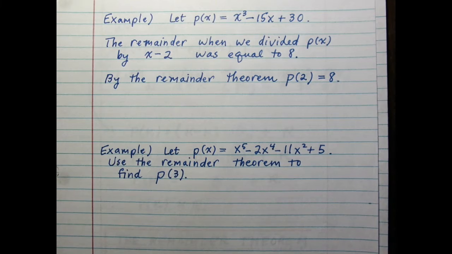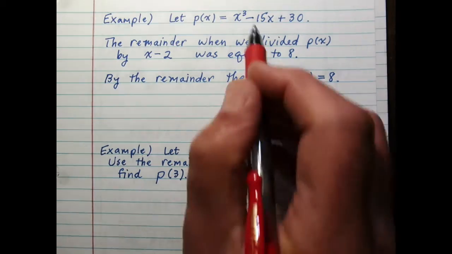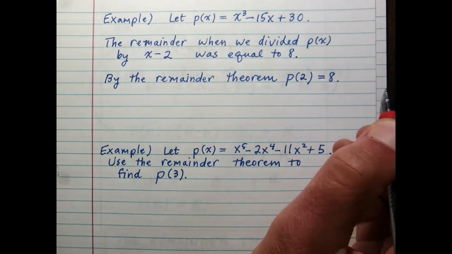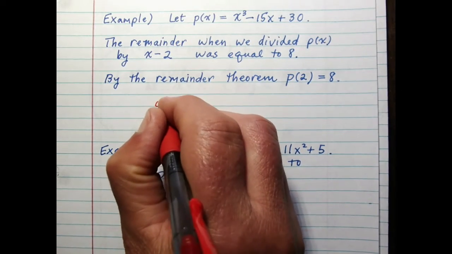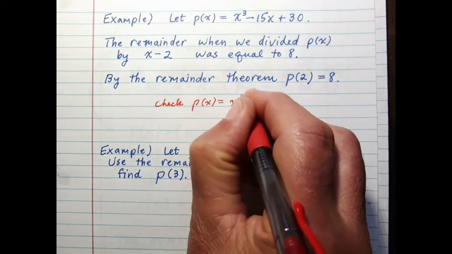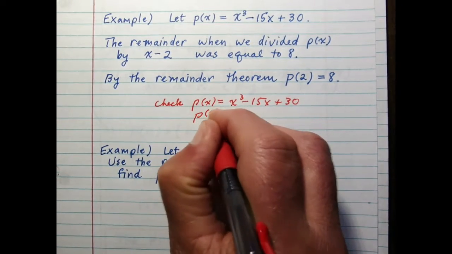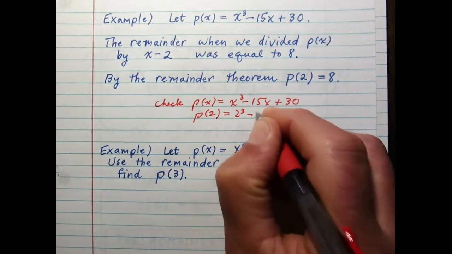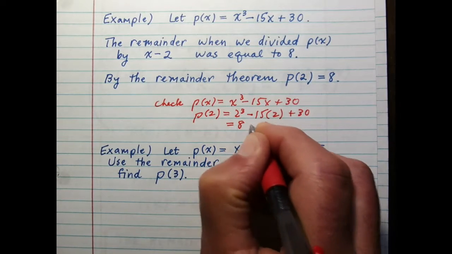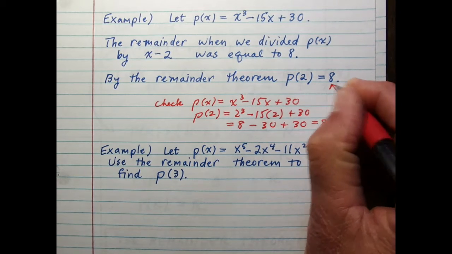So by the remainder theorem, p of 2 must be equal to 8. Now we never plugged 2 into this polynomial, but we know if we plug in 2, it has to be equal to 8. And here we can check. Take p of x equals x cubed minus 15x plus 30. P of 2 is 2 cubed minus 15 times 2 plus 30, which is 8 minus 30 plus 30, which is 8. Notice it checks out.